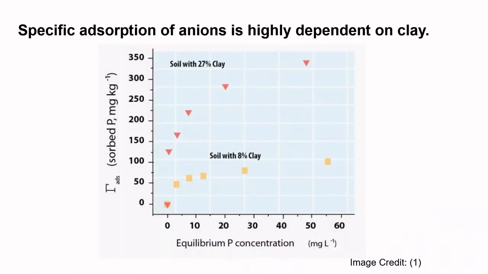So we've said that specific adsorption is dependent on clays being in soils. And just to hammer this home, this is a nice sorption isotherm with a soil that is at 8% clay. And you can see that it sorbs vastly less phosphorus per amount of phosphorus in solution compared to the soil with 10% clay, which sorbs phosphorus a lot more tightly.